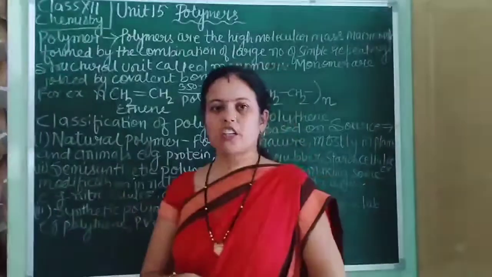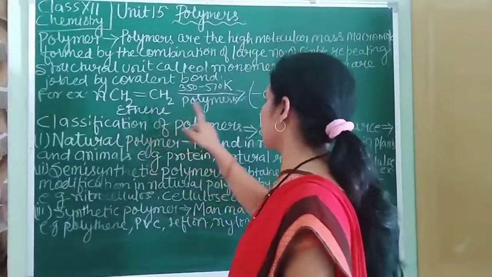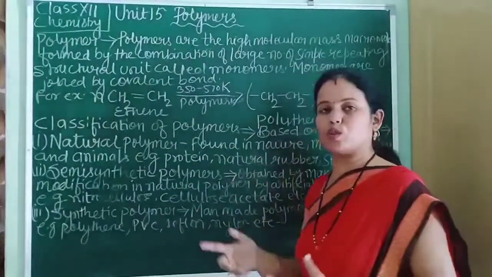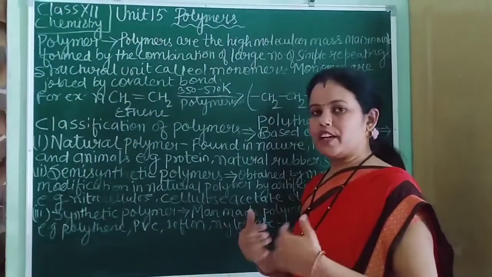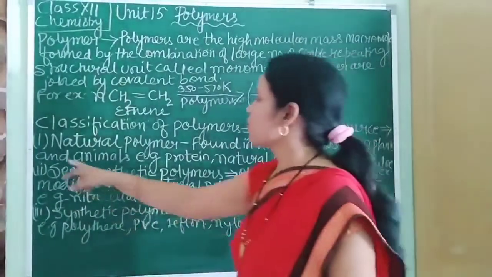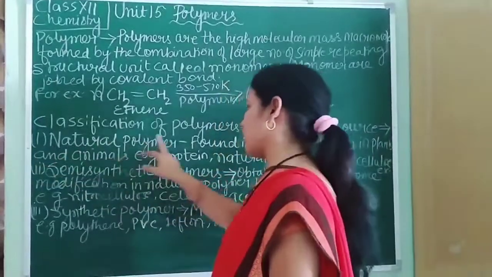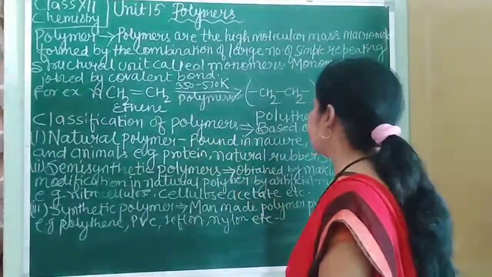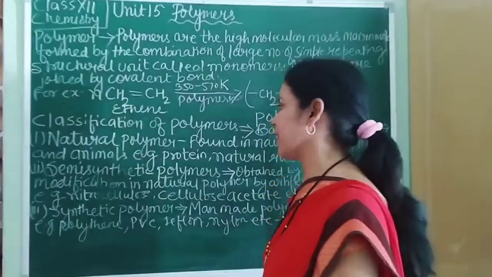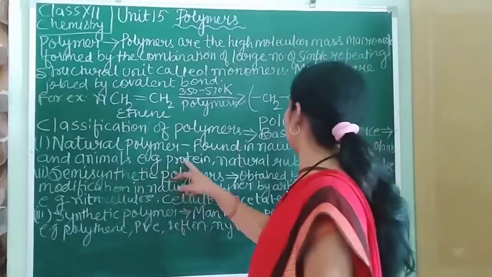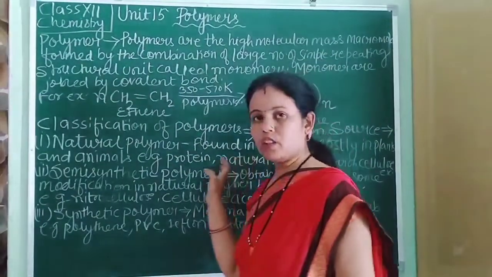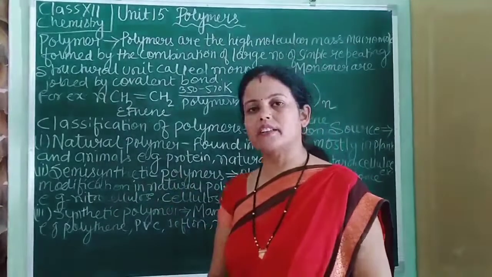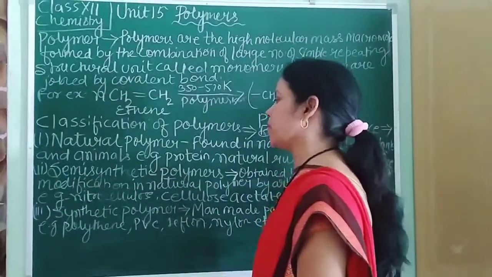Now, classification of polymers. First classification is classification based on the source. Source means from where we are getting the polymers. First is natural polymer. The name itself suggests that they are found in nature, mostly in plants and animals. For example, proteins, natural rubber, starch, cellulose, these are the natural polymers.